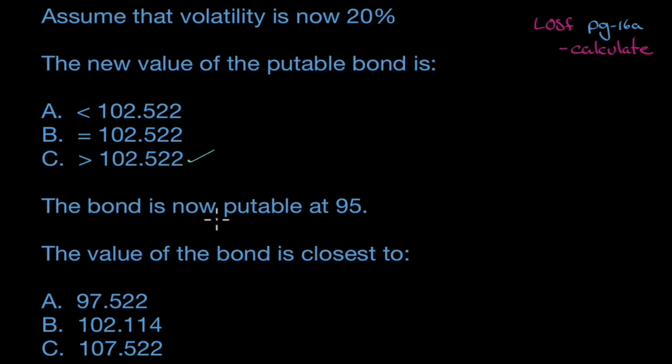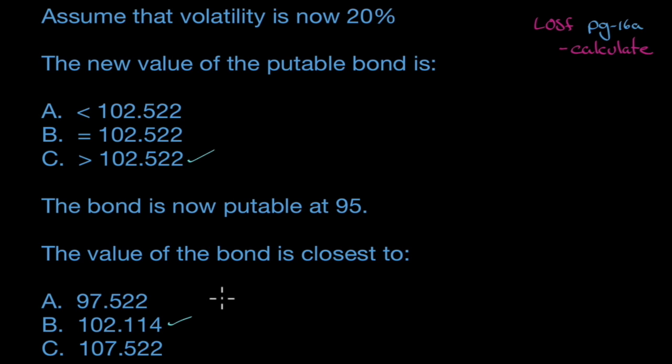Let's say the bond is now puttable at 95. Anywhere in that tree, did we come up with a value less than 95? No, we didn't. So we didn't have to write it up to anything. So the value of the bond will be closest to 102.114. Why? Simply because we will not change it.